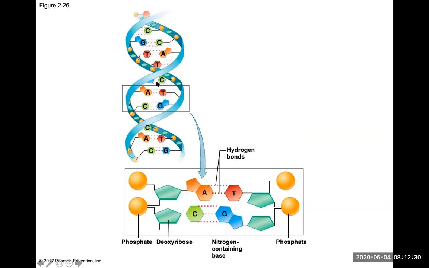DNA carries our genetic material, and it comes together when hydrogen bonds are formed between the bases to form this helical twisted pattern of DNA that carries all of our genetic material.